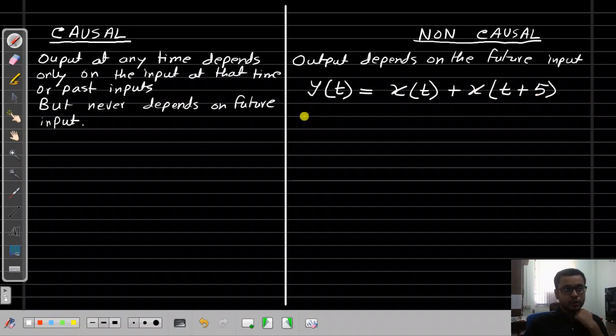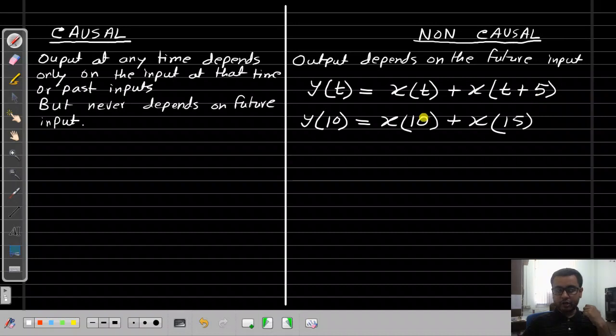Then to calculate the output at time t equal to 10 seconds, I need to know the value of input at 10 seconds as well as at 10 plus 5, 15 seconds. Now 15 seconds is in the future compared to the time t equal to 10 seconds. So the output depends on the future input. This is called a non-causal system.